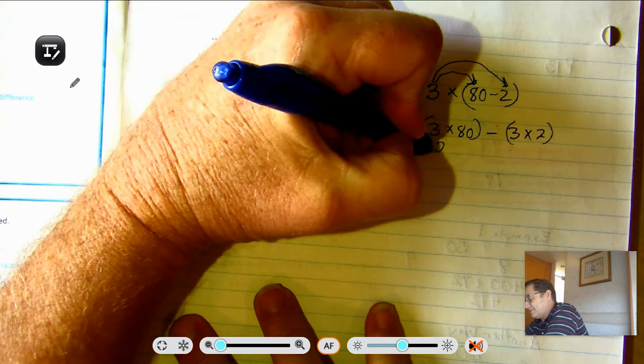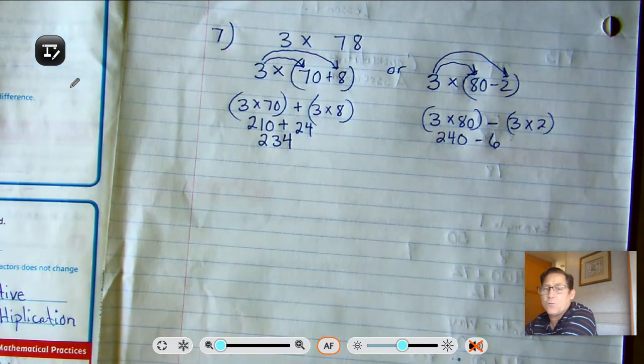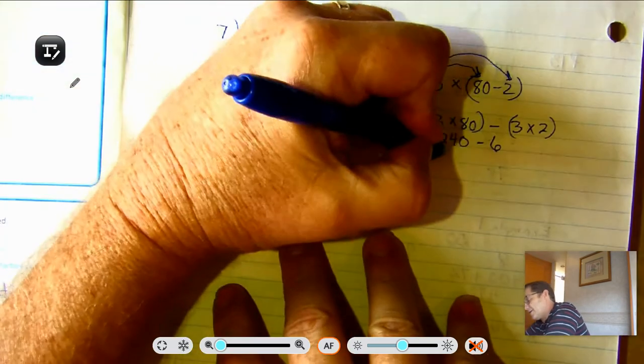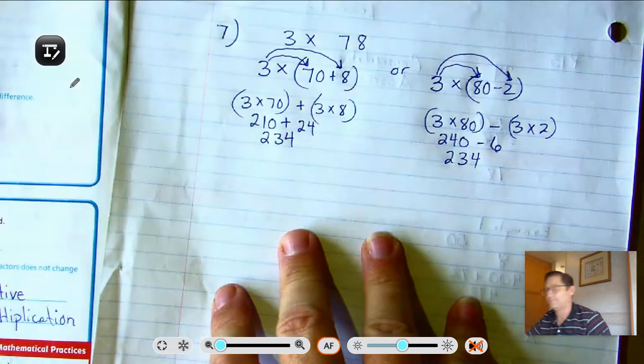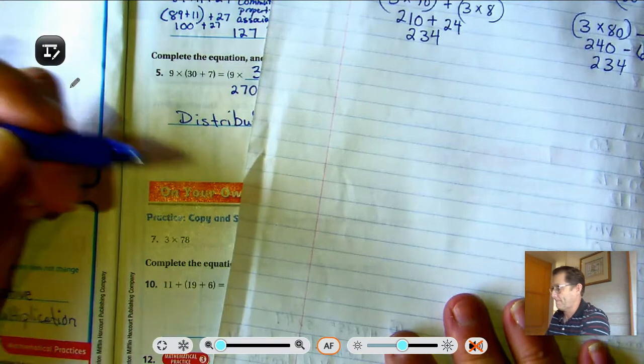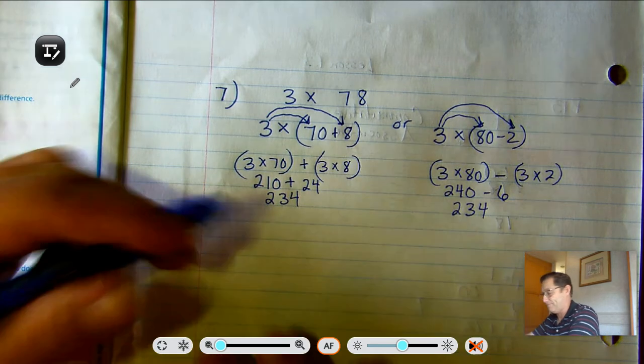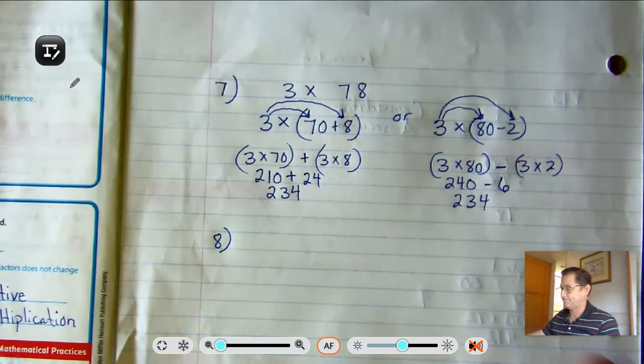3 times 80 is 24 tens minus 6. Well, what's 40 take away 6? Well, 10 take away 6 is 4, so 234. So either way. All right, now number 8.